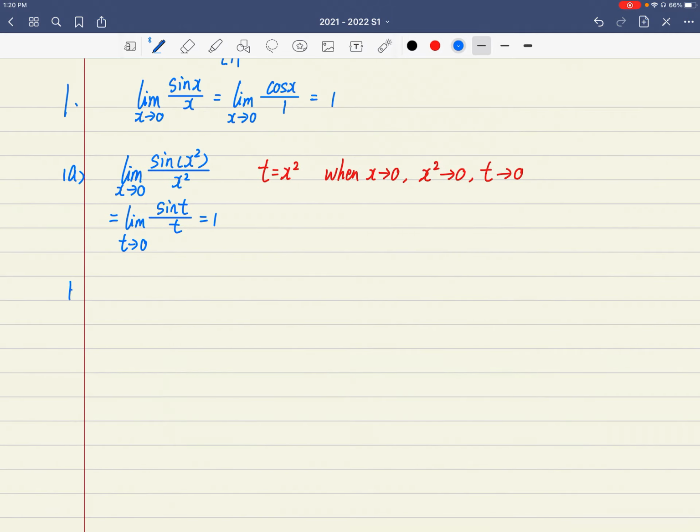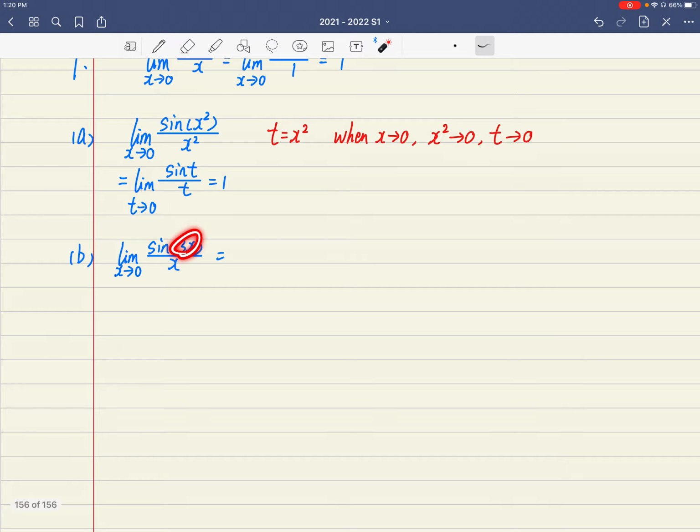Okay, that's the first one. And the second one, the limit of sine 3x over x when x is approaching 0. Here you have a sine 3x, right? So you want to pair it with 3x. So you can put a 3 on the bottom. But if you put a 3 on the bottom, you have to put a 3 on the top as well to balance it.